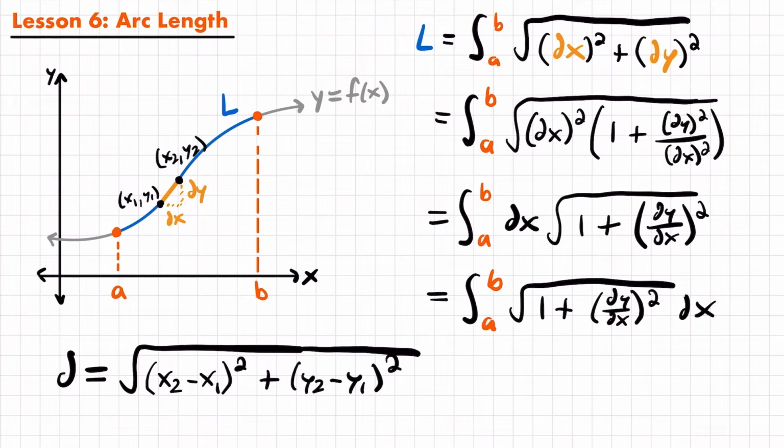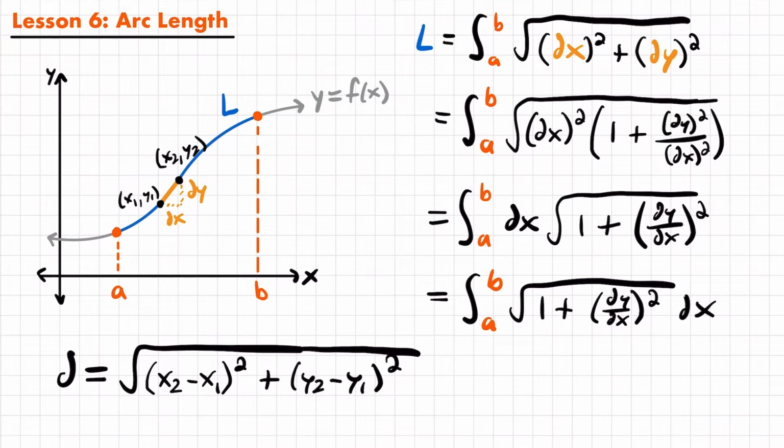Now notice that we have dy dx. Do you recognize what that is? Well, dy dx is the derivative of y with respect to x. And so dy dx is the derivative of our function that we want to calculate the arc length for between two particular values of x.